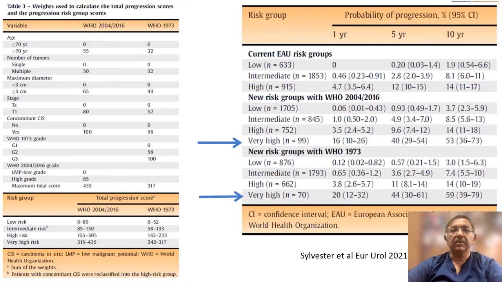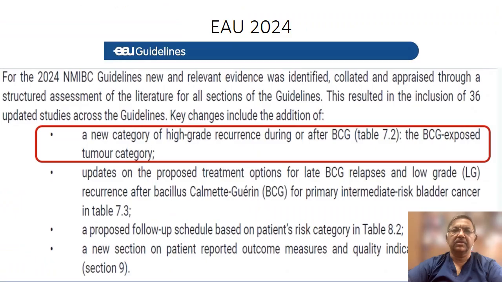So based upon this, the new category of very high risk bladder cancer has been identified and classified, and it should now be used to distinguish high from very high risk, because the treatment varies significantly.